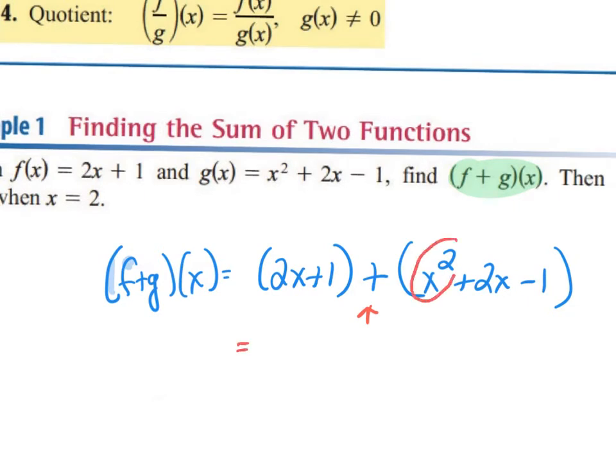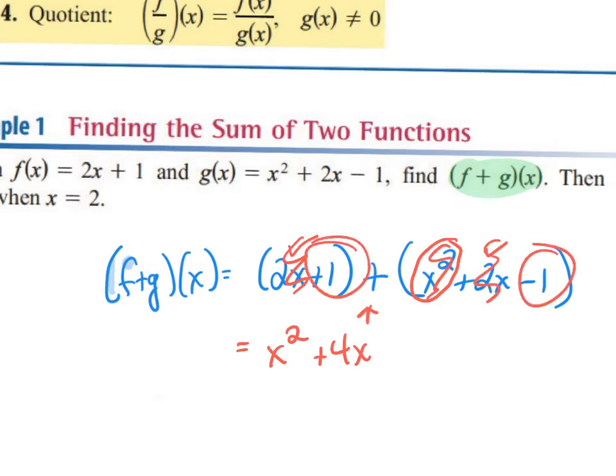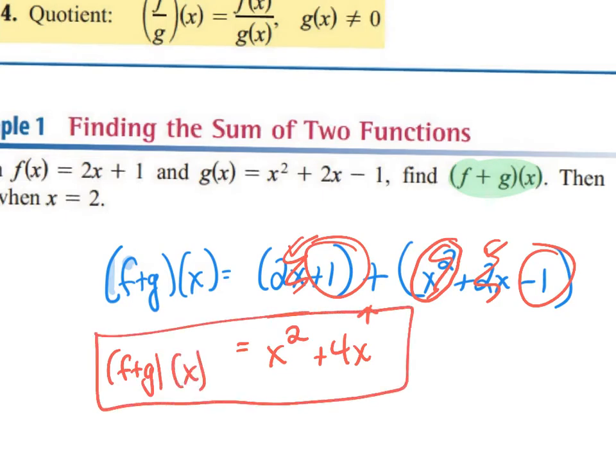The highest exponent I see is x squared. Is there anything else that has an x squared? No. So I have x squared. I have a positive 2x here and a positive 2x here. What does that give me? 4x. Good. Now I have a positive one and a negative one. What happens? They cancel out to 0. So your answer here would be f plus g of x equals x squared plus 4x. They asked you to leave it in terms of x. They're not asking you to solve anything. They're just asking you to combine them. That's it.